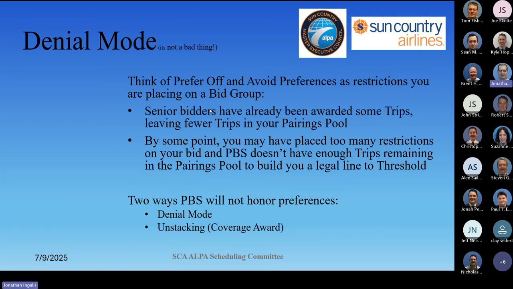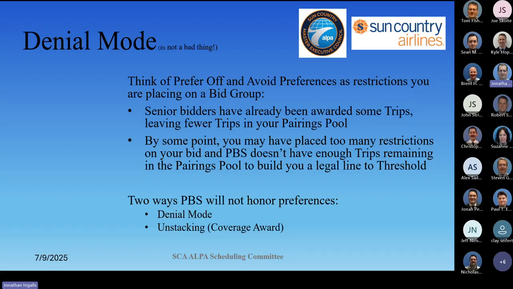So, denial mode, not a bad thing. If we think about that pool of pairings example from earlier, you remove flying from your pool of pairings with your negative bids. If you're very, very junior, obviously you could get to a point where you remove too much flying. If you're a very junior line holder and you say, I don't want to work anything other than turns, I only want to go to Cancun, I don't like waking up before 10 a.m., and I don't want to land after 9 p.m., you could probably get so specific with your negative bids that there's just nothing left in your pool of pairings to award you.